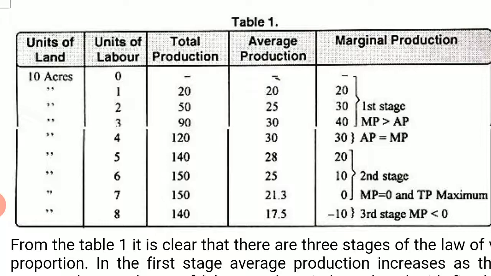Now this is the first stage, where marginal production is greater than average production, and similarly AP is equal to MP. In the second stage, MP is 0, total production is maximum and average production is declining. In the third stage, total production is declining, average production is also declining, and marginal production is negative.